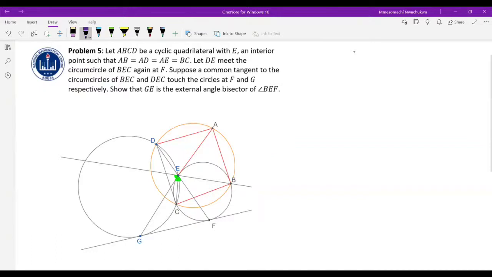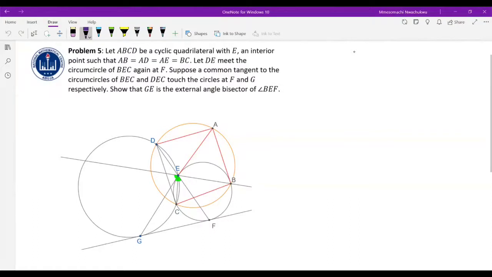Suppose a common tangent to the circumcircles of BEC and DEC touches the circles at F and G respectively. So as shown here, D is extended to meet this point here at F, and there's a common tangent to these two circles, DEC and BEC, which passes through point F and point G. So I want to show that GE is the external angle bisector of BEF.